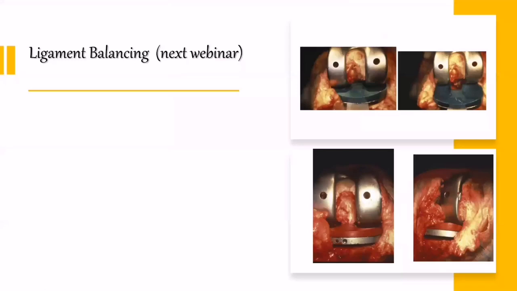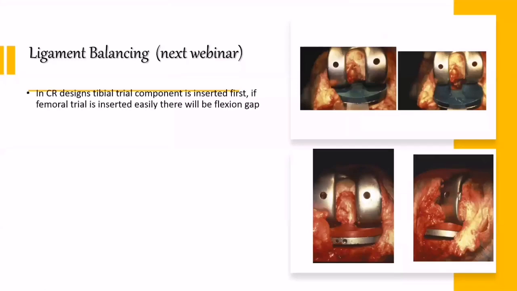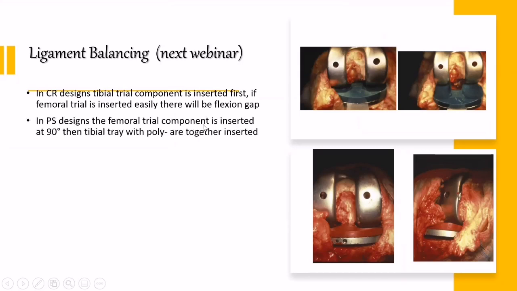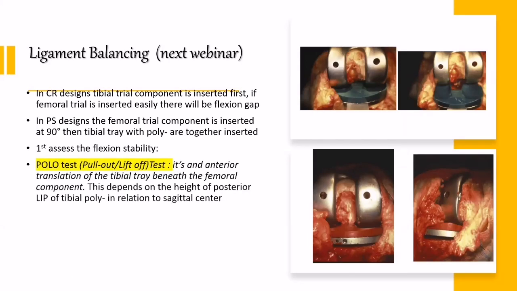Ligament balancing will be in the next webinar, but here are a few notes. If you are using a cruciate retaining design component, which is inserted first, if the femoral component is inserted easily, there will be a good flexion gap. Remember that in PS design, the femoral component is inserted at 90 degrees, and then the tibial polyethylene together with the tibial tray is put there. So assess the flexion stability first.